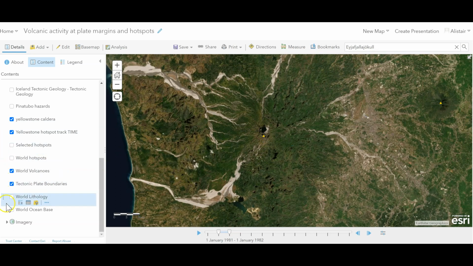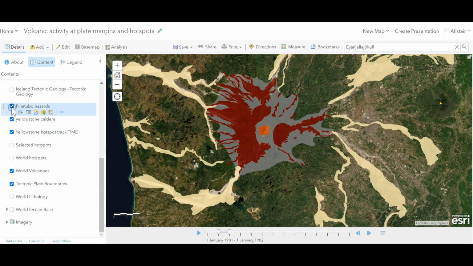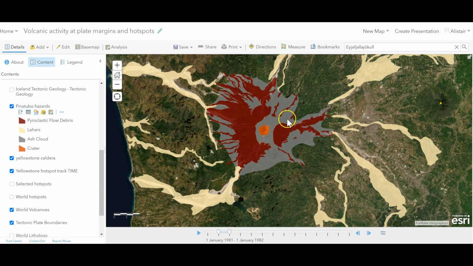But let's turn on the hazards here. We'll see what came out of this volcano. Again, we'll pop on the key. You can see here you've got your ash coming out of it. You have got your pyroclastic flows, and you've got your lahars travelling further.